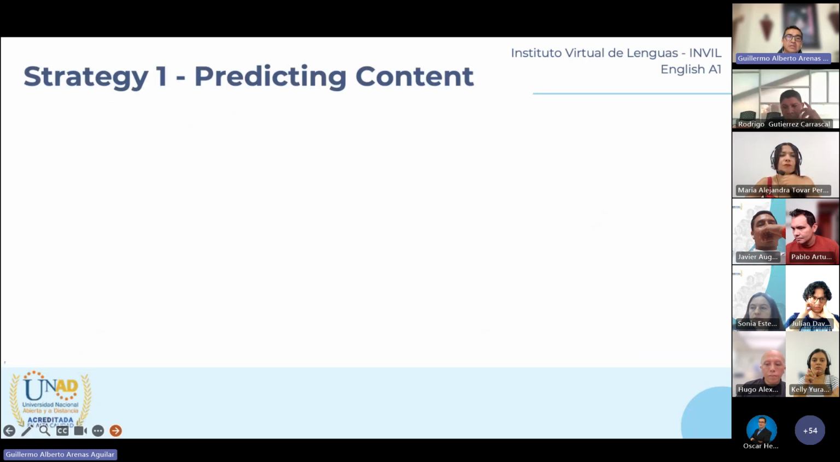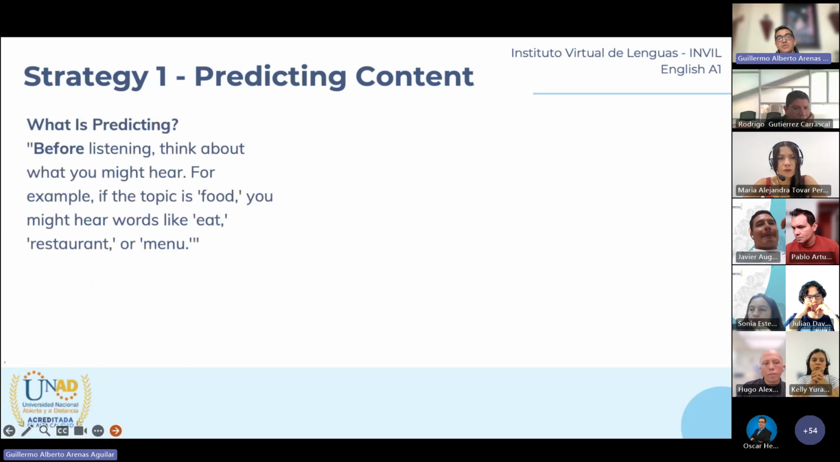So for the students, we're going to start with this first strategy, that is predicting content, since you guys are students. So what is predicting? I'm going to ask student David to help me read this part. They probably don't know how to read this, or they do, so they can translate if they want, or read in English, so it's okay.